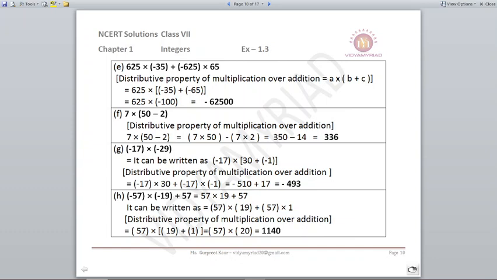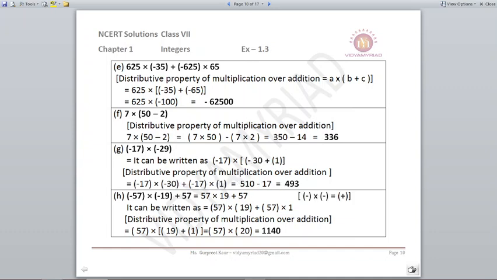F part, 7 multiplied by 50 minus 2. Now here this is also the distributive property of multiplication over addition. We name it like this, though there is a minus sign. We will solve it as per that rule. This becomes a multiplied by in bracket b minus c. So when I open the bracket, it will become a multiplied by b minus a multiplied by c. Solve it, you will get the answer as 336.